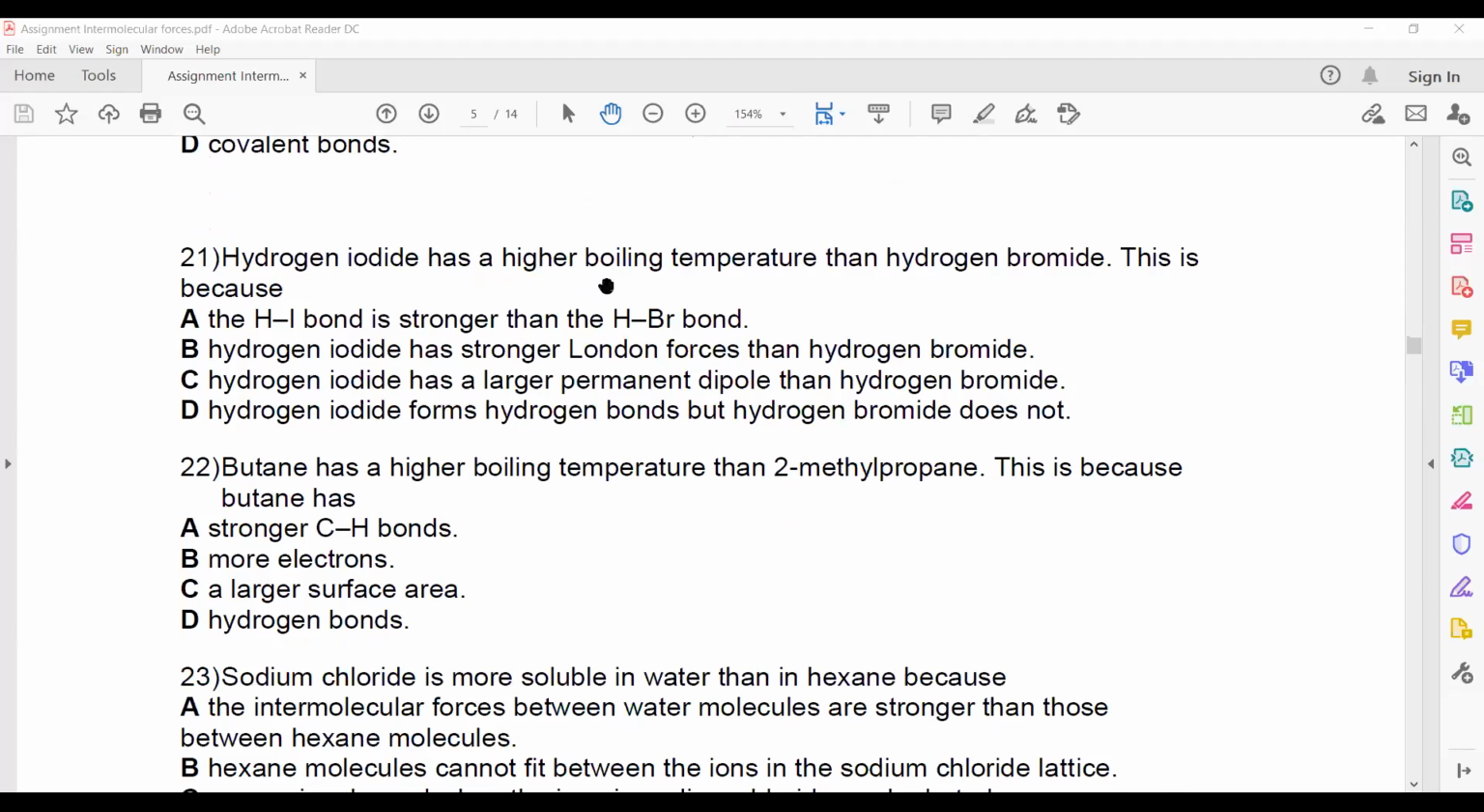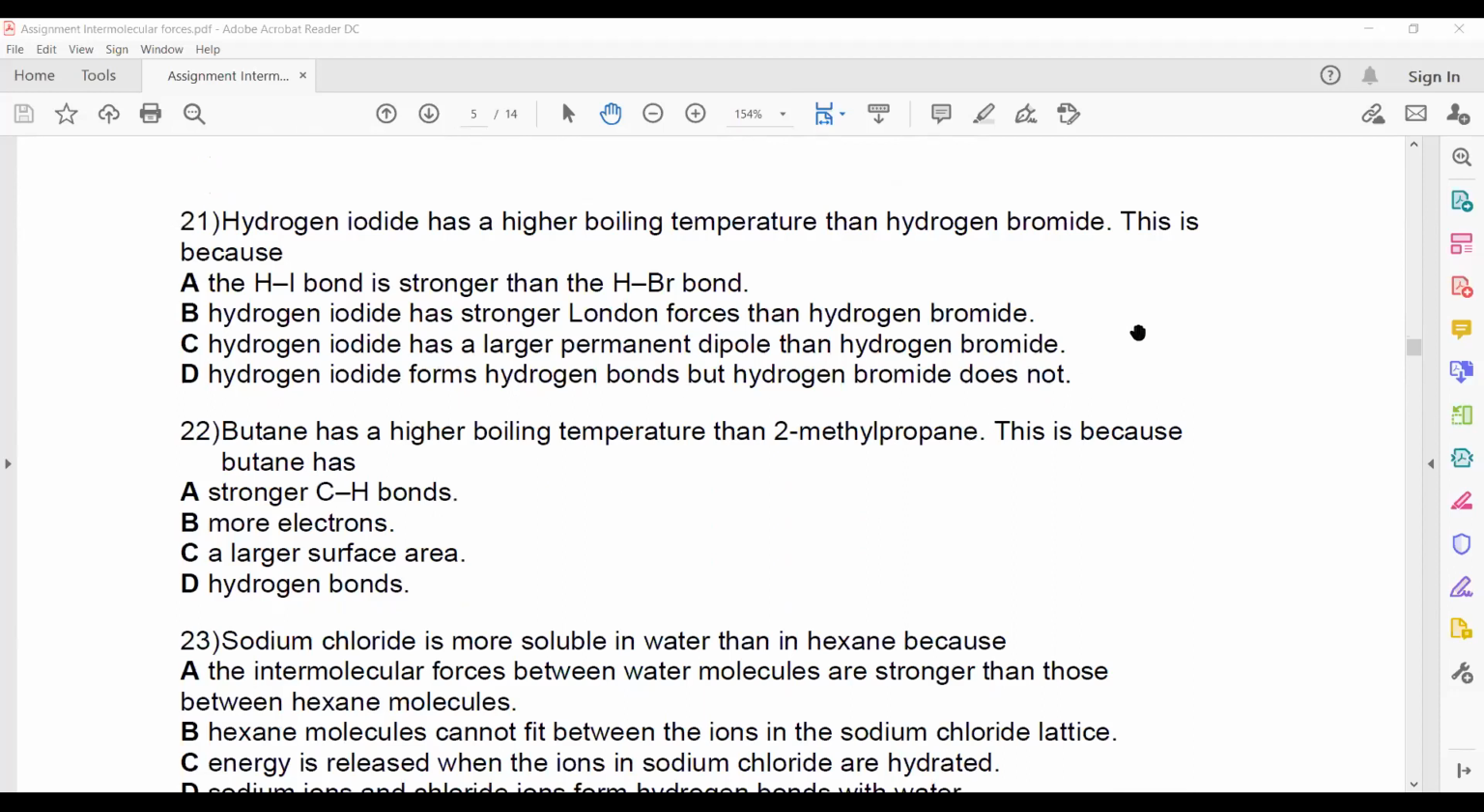Hydrogen iodide has a higher boiling point than hydrogen bromide. What is the reason why hydrogen iodide has a higher boiling point than hydrogen bromide? The option says the hydrogen iodide bond is stronger than hydrogen bromide. That's not about the bond, and that's not true. Hydrogen iodide has stronger London force than hydrogen bromide, because hydrogen iodide contains more electrons, so the greater the number of electrons, the greater the induced dipole force.